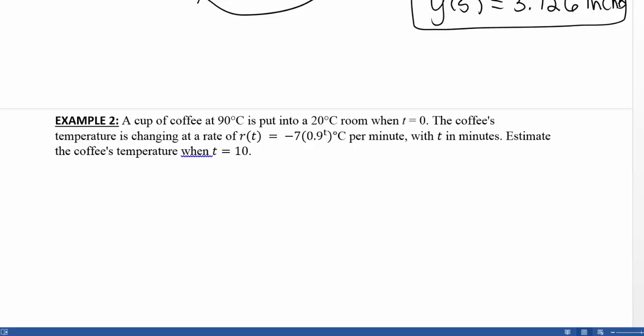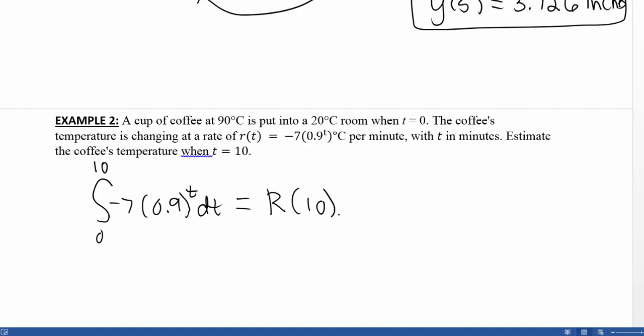So if we were to integrate this rate from 0 to 10, that's going to tell us the change in temperature over this 10 minutes. And I know from the fundamental theorem that that's going to give me the temperature, let's call that capital R, at time 10 minus the temperature at time 0. So what I'm interested in is the temperature at time 10. That's what I want. I want the exact temperature.